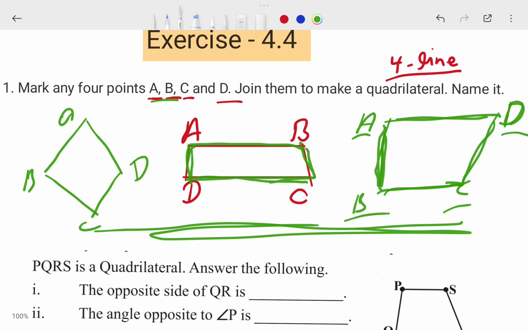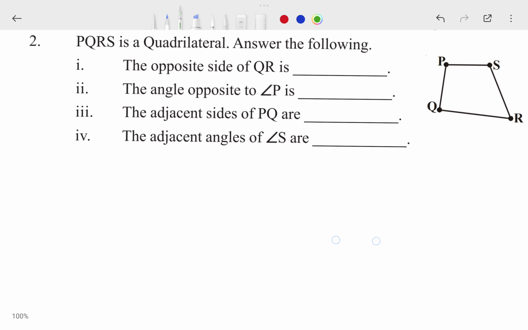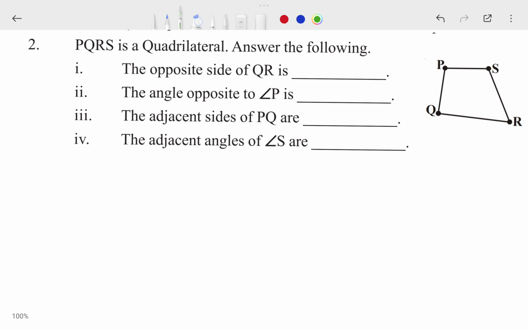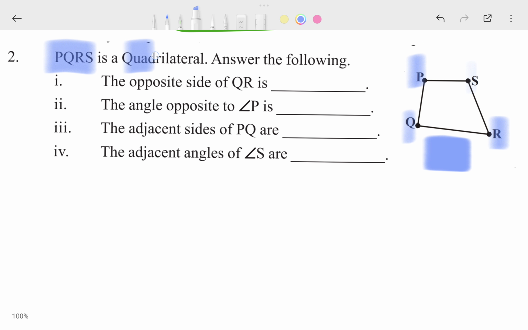Now let's talk about our second question. Here it is telling that PQRS is given. If you see this figure, this is P, this is Q, this is R, this is S, it is given already. This is a quadrilateral, meaning 4 line segments, with the angles made by the 4 sides. This is one angle, this is another, then 3 and 4, so it is a quadrilateral. Why? Because it is made with 4 lines. Is it clear?